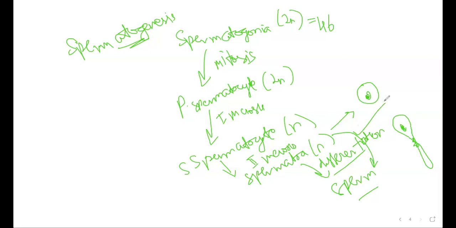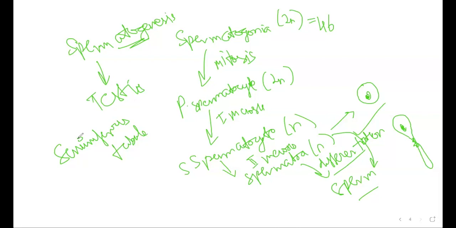Once again, I'm repeating, where is the process happening? It's happening in the testes, and more precisely in the seminiferous tubule. So you should always be ready with all the answers. If the question comes, where is spermatogenesis happening, writing testes is an incomplete answer. It is happening actually inside the seminiferous tubule.